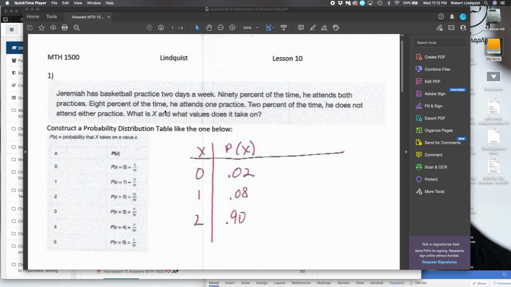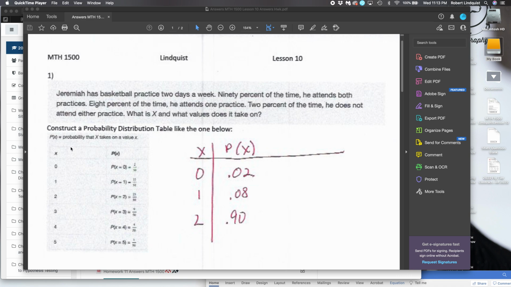Jeremiah has basketball practice 2 days a week. 90% of the time he attends both practices. 8% of the time he attends one practice, and 2% of the time he does not attend either practice. What is X and what values does it take on? It wants to construct a probability distribution table like the one below.